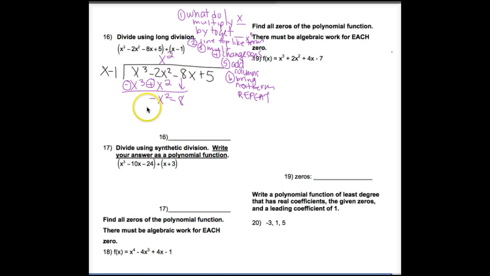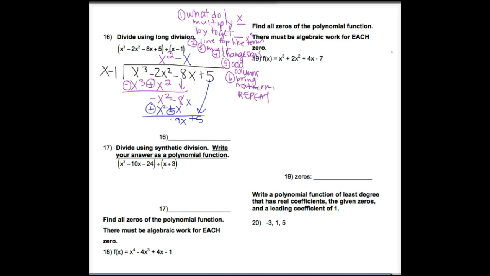Now I'll put it in a different color. What do I multiply x by now to get -x squared? I multiply by -x. So we lined it up on top of its like term. Now I'm going to multiply. -x times x is -x squared. -x times -1 is positive x. Change the signs. Plus, minus, and for some reason I forgot the x there. It really was there. Drop these out because they cancel. -8x plus -x is -9x. Bring down the next term.